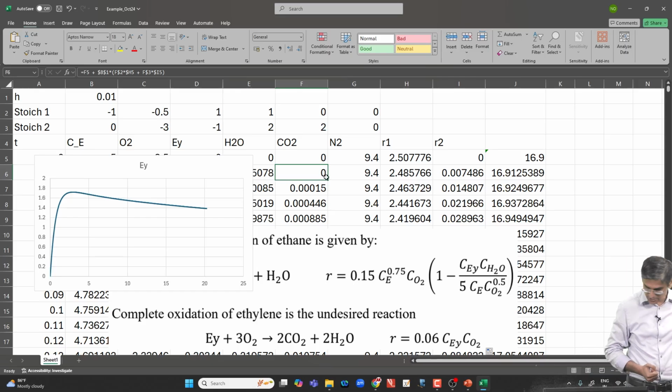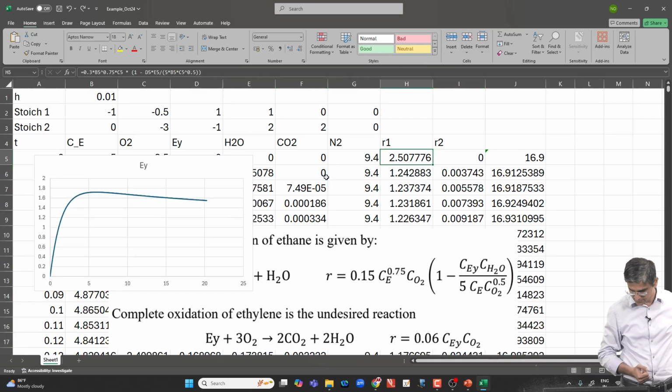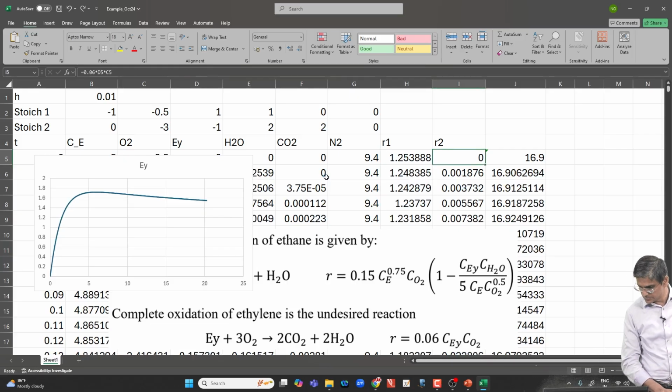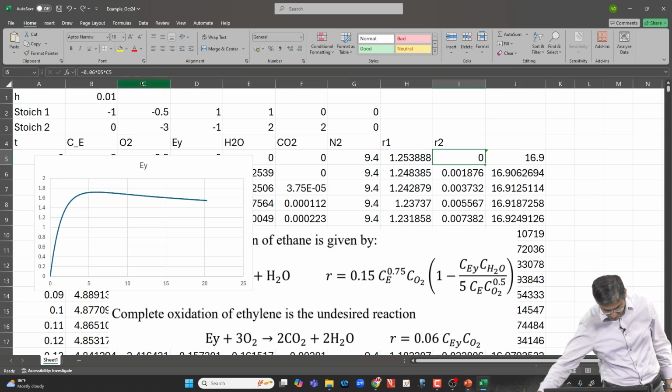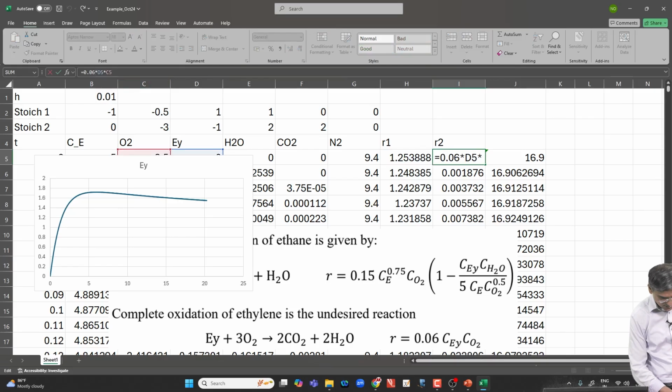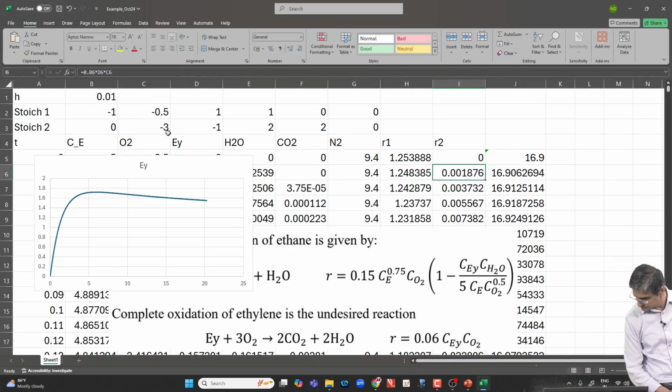Let us say your selectivity has increased. How can your selectivity increase? The next rate of reaction, let us say, has reduced.